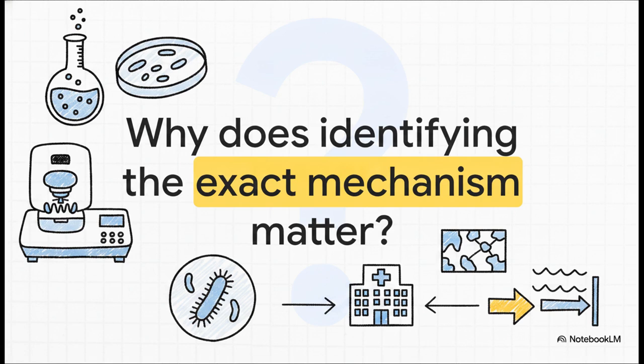Knowing if a bug produces a very specific carbapenemase dictates exact isolation protocols in a hospital. It informs regional public health tracking. It stops outbreaks from crossing international borders. Simply put, the specific mechanism dictates the specific response.